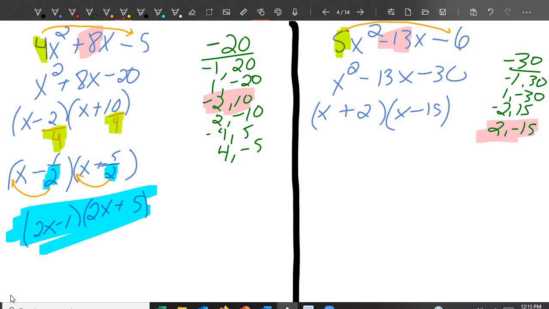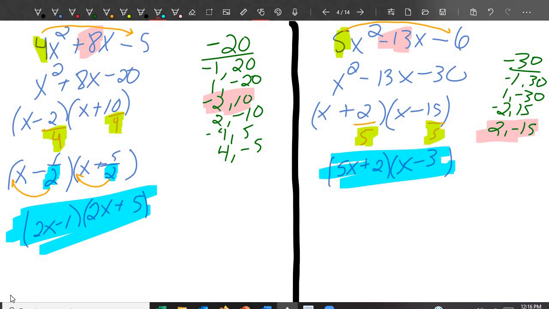Now we're going to divide by the original number in front of the x squared. And when we divide the first one, I can't simplify it. I can't make it a smaller fraction, so we're going to take the 5 from the bottom and put it in front of the x. This one we can simplify, so we're going to divide by 5, and we're going to get -3. This is the final answer.